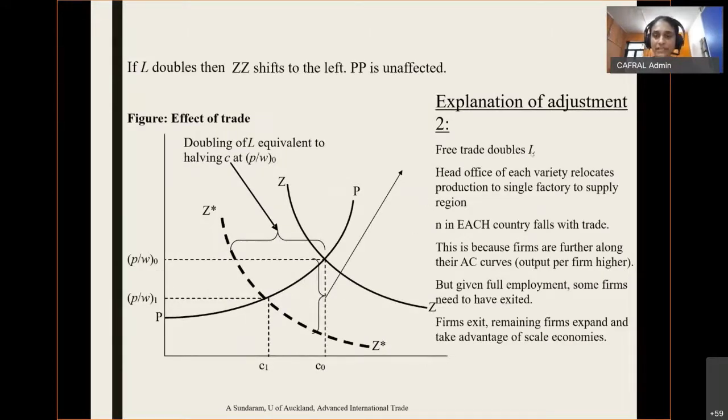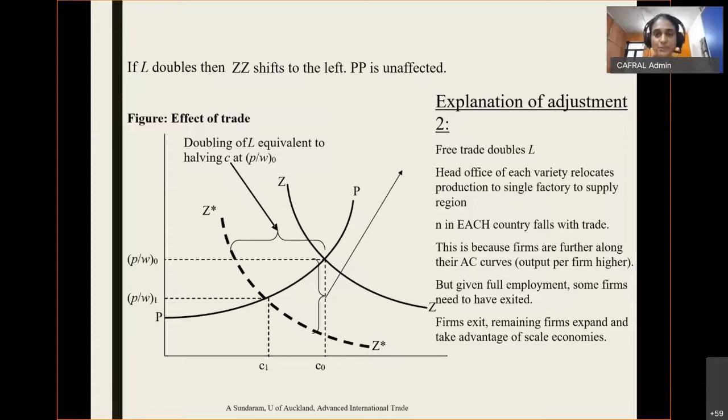Free trade doubles L. The N in each country is going to fall with trade. Why does that happen? Because even though the total number of varieties goes up, you have your Indian varieties and you have the German varieties. So the consumer can now access a lot more varieties in the trade equilibrium. But note that firms are going to be expanding their production, right? So your X is going to actually go up.